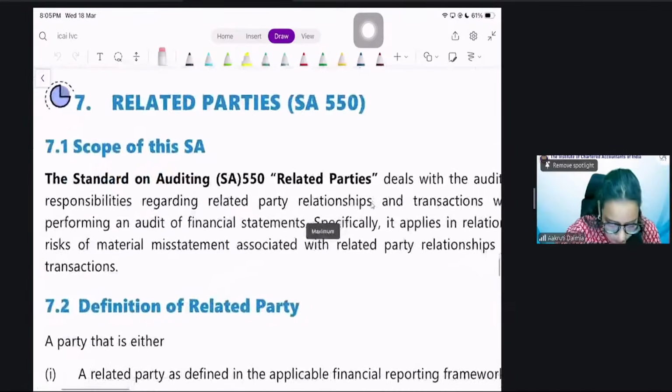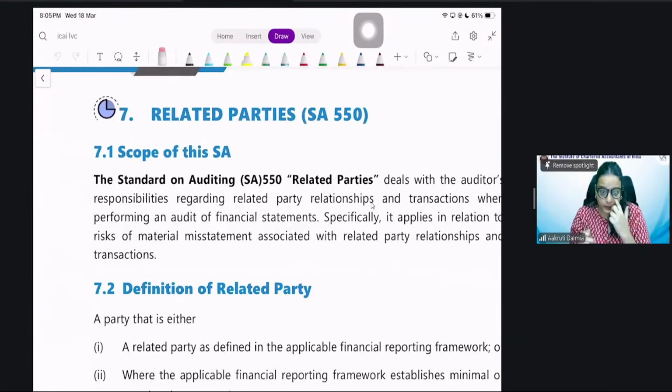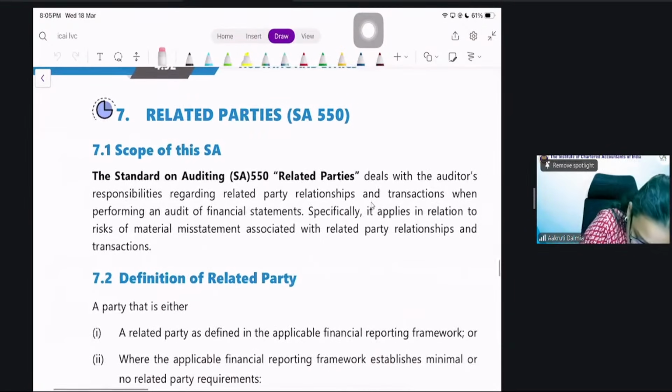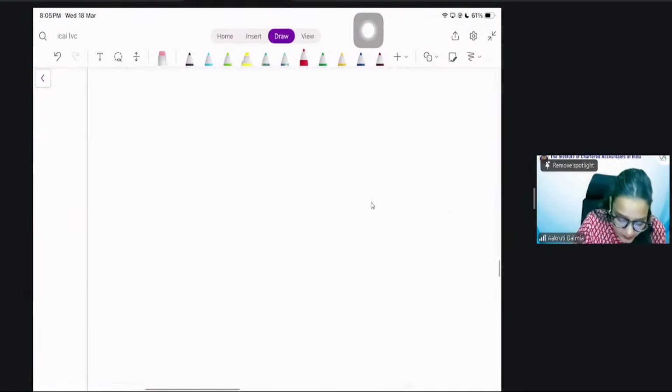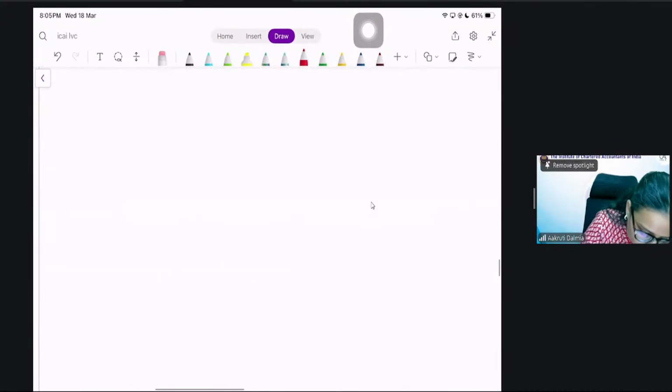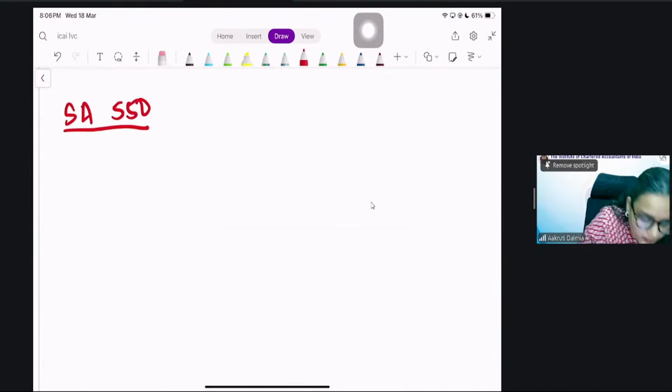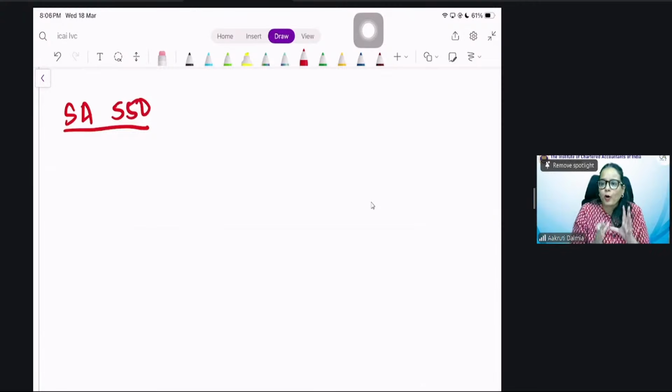Okay. Essay number 550, related parties. Let me first explain to you the concept, then we'll go on the essay. For any entity, the relatives of directors are related party. Yes or no? They are related parties.